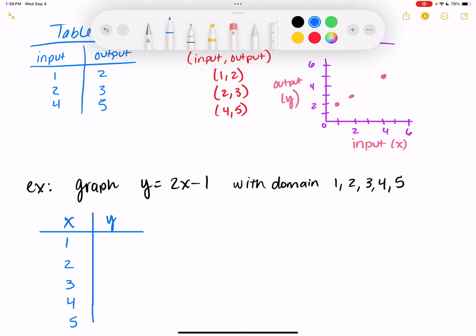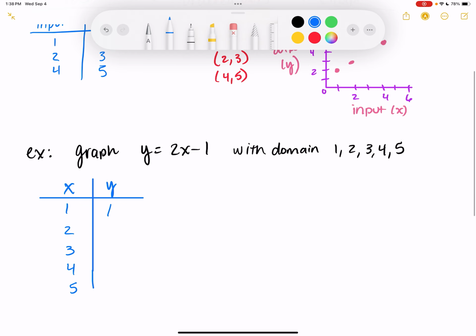So when I plug in 1 for x, what do I get for y? 2 times 1 is 2, 2 minus 1 is 1, okay, so that's the point 1, 1. Plug in 2 for x, what do I get? 3. Plug in 3 for x, what do I get? 5. Plug in 4 for x, what do I get? 7. Plug in 5 for x, what do I get? 9.